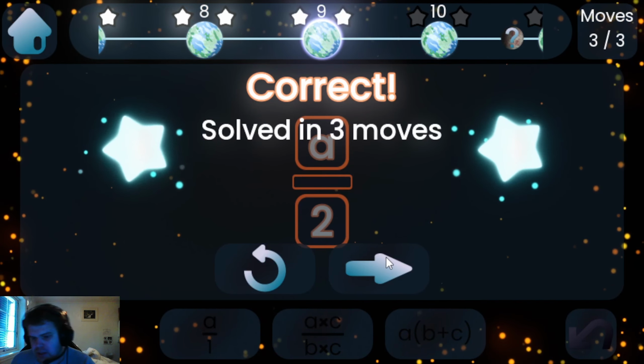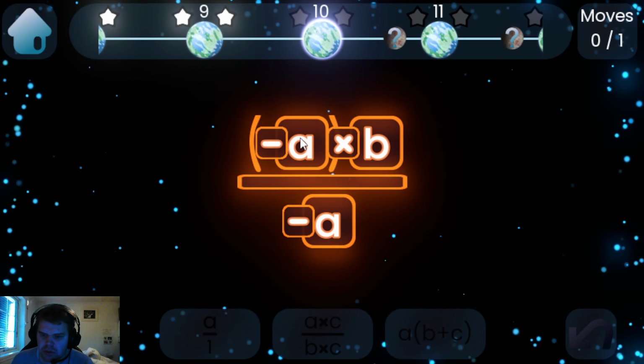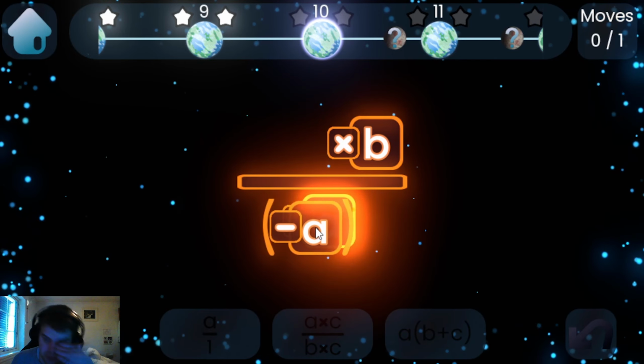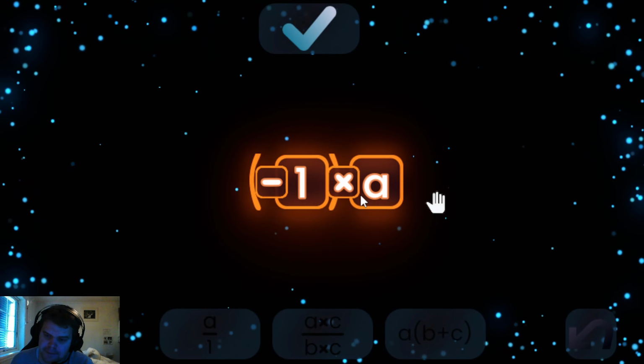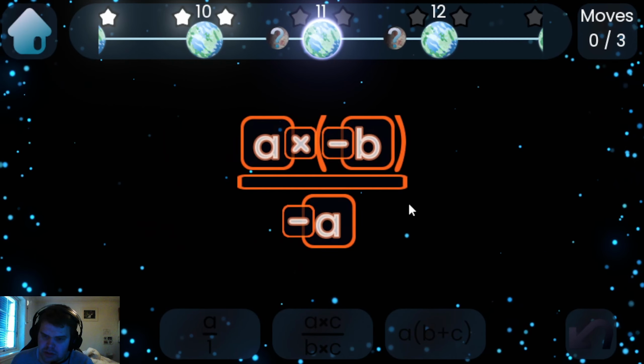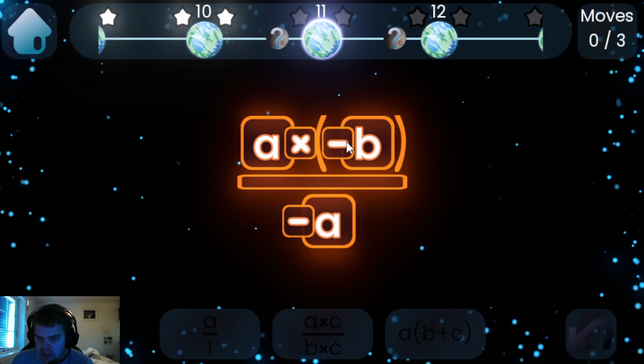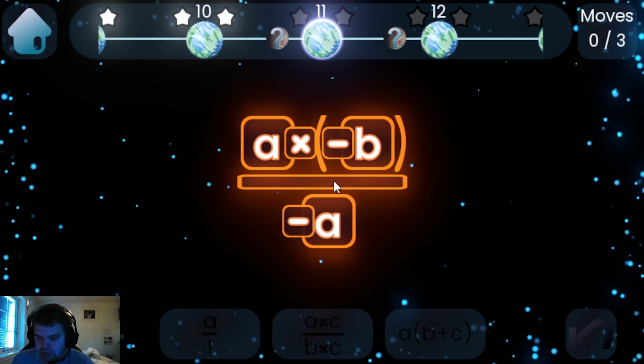And the whole holding in to factorize is useful when it comes to other stuff as well. So yeah, minus a over minus a. So you can also factorize negative factors by holding it in to get the minus one out. Because you got a minus b and a minus a, they won't budge.